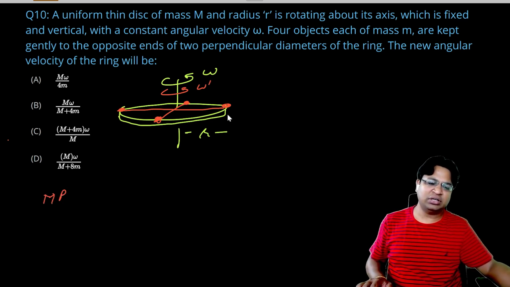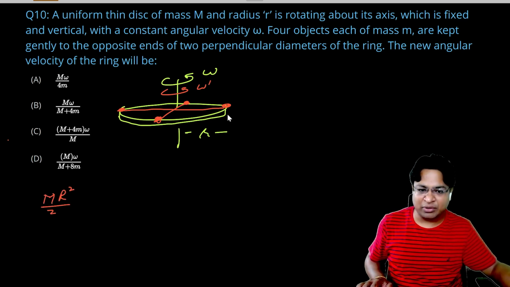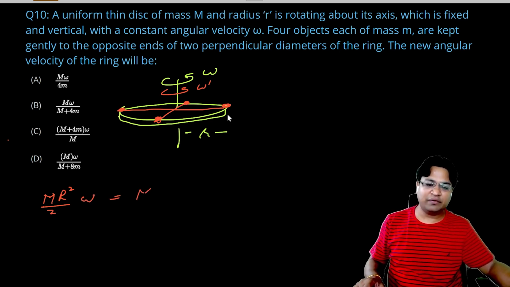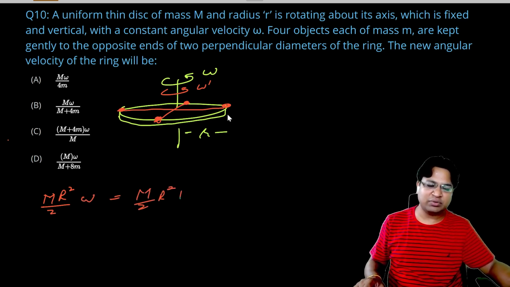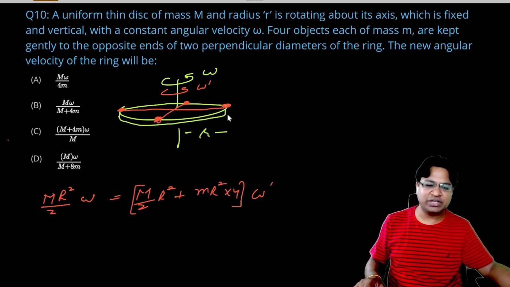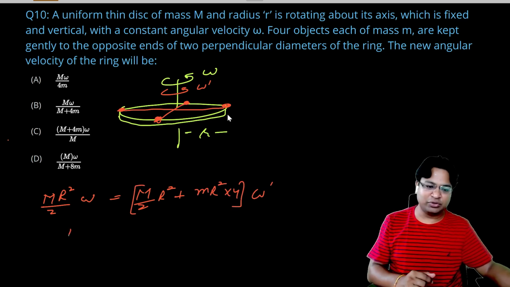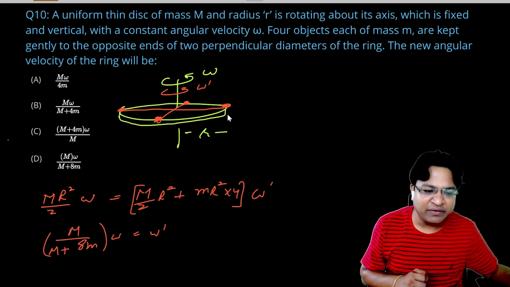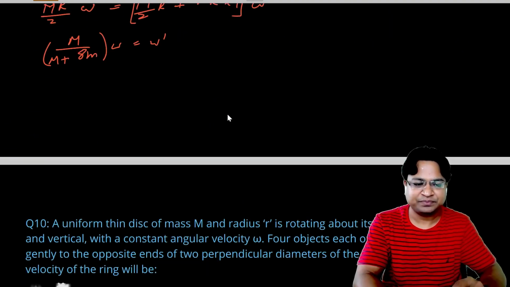Initially, the disk had a moment of inertia of MR square by 2 about its axis of rotation, so this becomes the angular momentum. Later on, the moment of inertia becomes M by 2 R square plus each of these particles will have a moment of inertia of mR square, and there are four such particles, so this into omega prime. You finish this calculation here, and what you are going to get is M divided by M plus 4m into omega. So that is going to be your answer. So option D looks to be the right answer here.